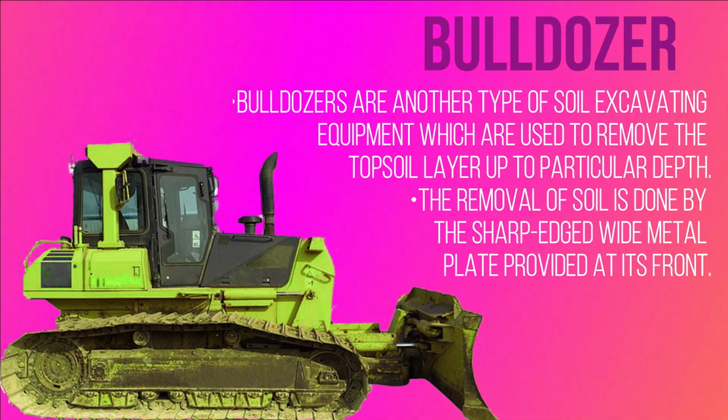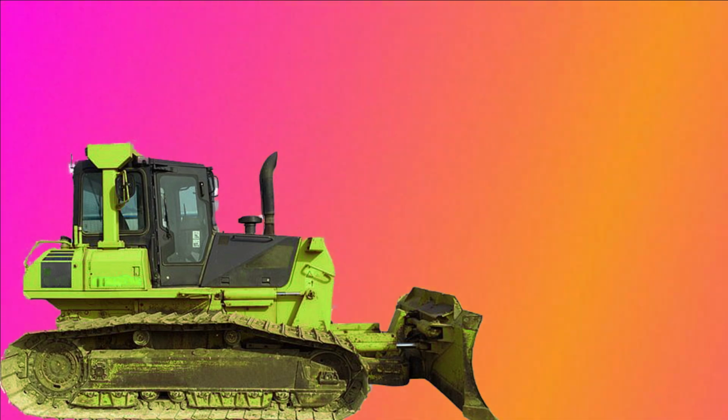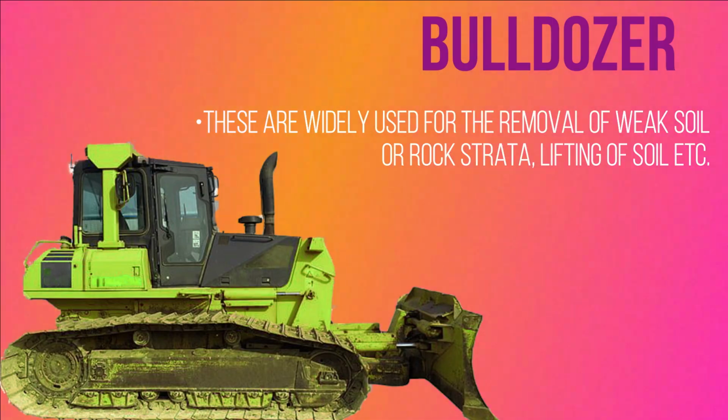Bulldozers are soil excavating equipment used to remove the topsoil layer up to a certain depth. They use a sharp-edged wide metal plate at their front, which can be lowered and raised using hydraulic pistons. They are used for the removal of weak soil or rock strata, and lifting of soil.